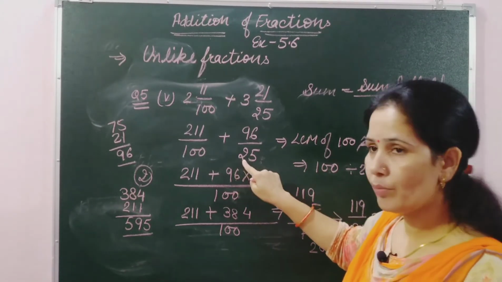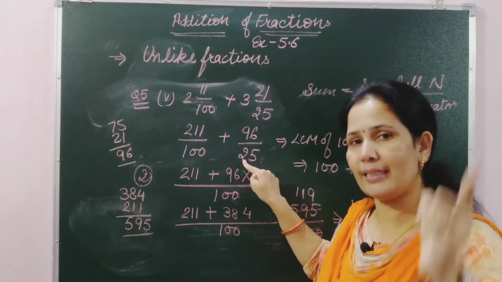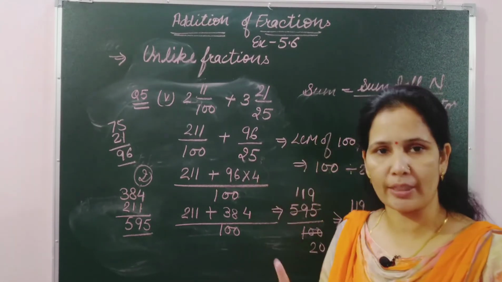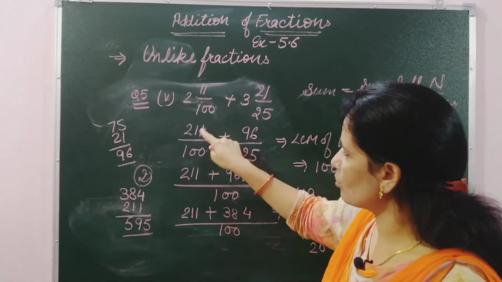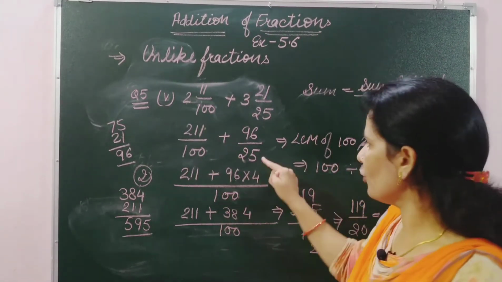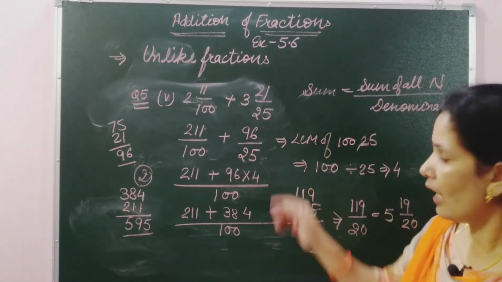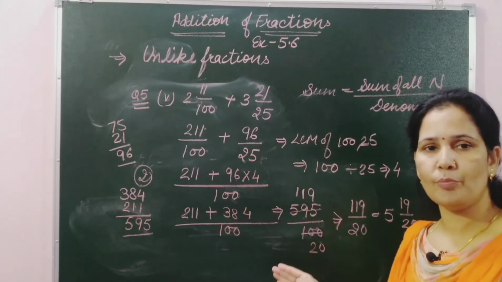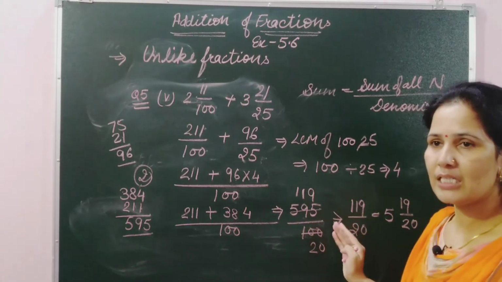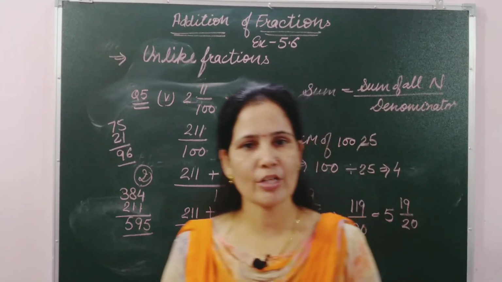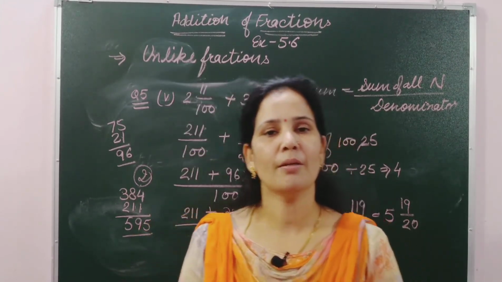LCM divided by the denominator, whatever answer you get, multiply that with the numerator. If you get 1, the numerator will come as it is. If you get a different answer, that number will multiply with the numerator and we write it here. Afterward the same procedure: add the numerators and then find the answer. If the answer is an improper fraction, convert it into a mixed fraction.